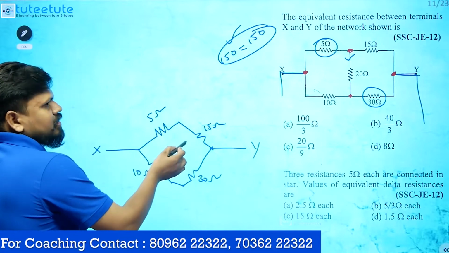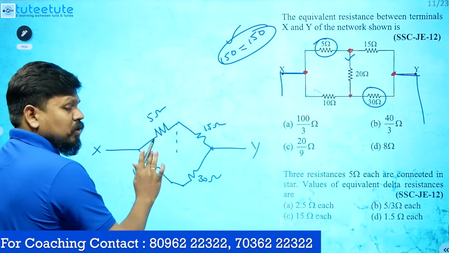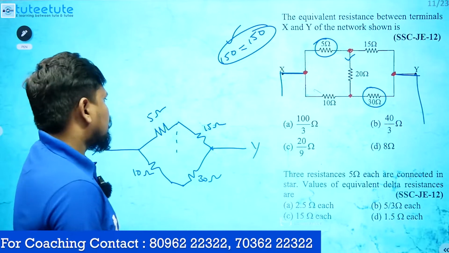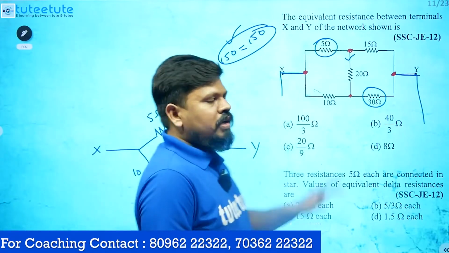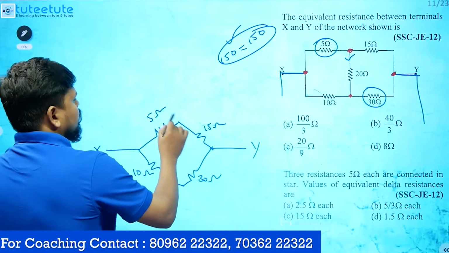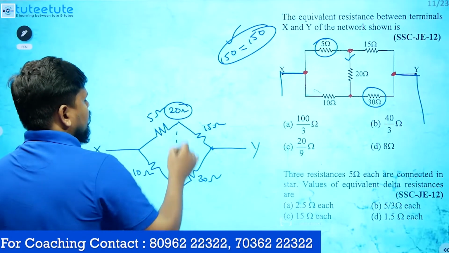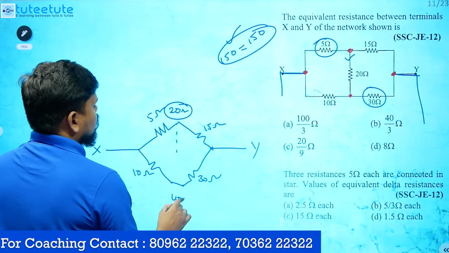Now these two are connected in series. There will be some element, but virtually no current is flowing here, so no need to draw it again. Directly, 15 plus 5 is nothing but 20. Because of these two, you will get 20 ohms equivalent. Because of these two, you will get 40 ohms equivalent.